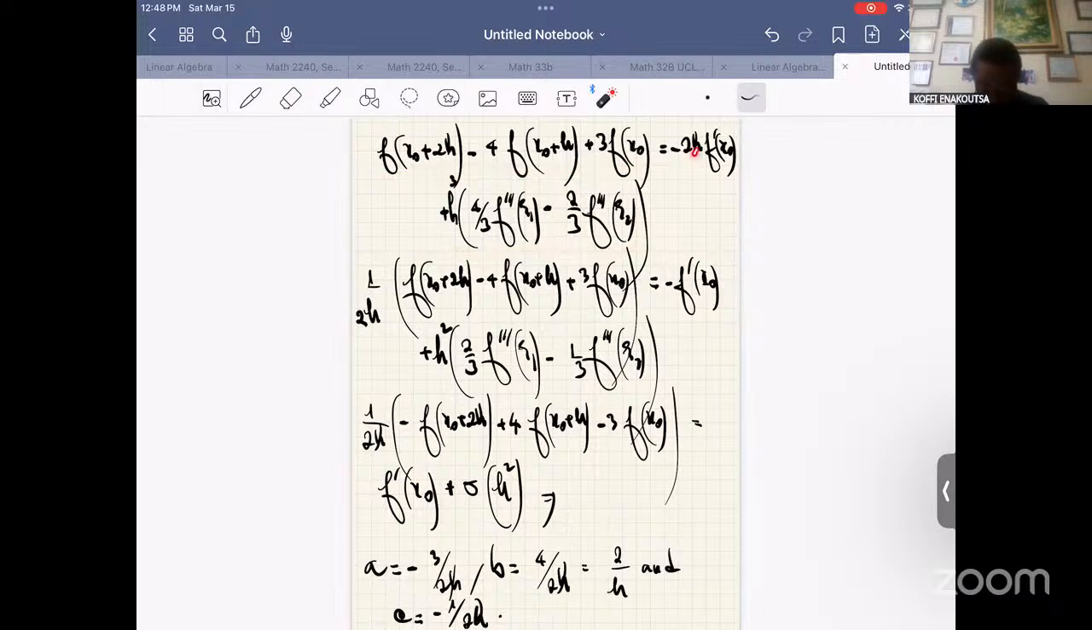So when you divide by 2H, the 2H goes here, and there is H cube that is here, right? So the H cube will become then H square. Then I'll drop the 2 here with the 2 that is here. That's what I did. Okay.